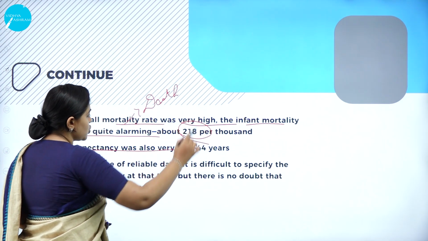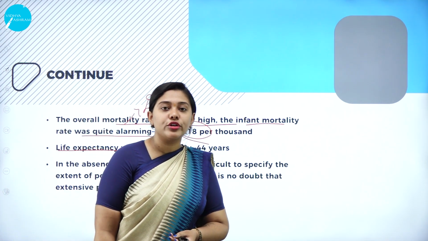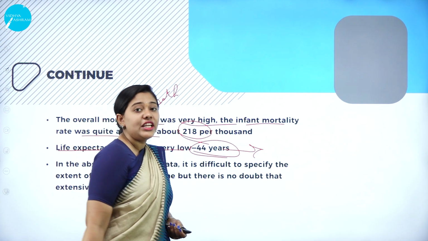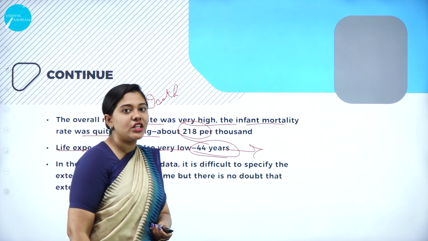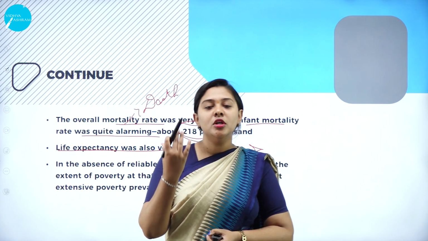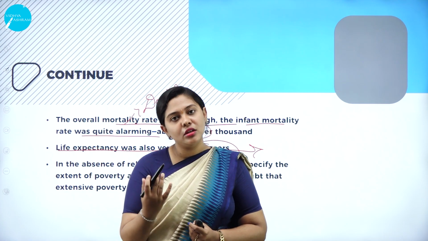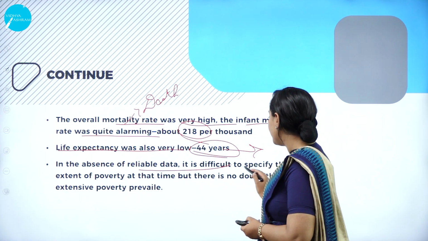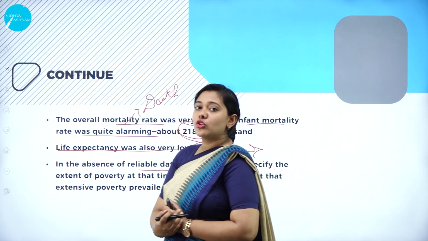Life expectancy was also very low. Only 44 years people used to live. So you can imagine the conditions, how people struggled and lived during the colonial period. In the absence of reliable data, it is difficult to specify the extent of poverty.